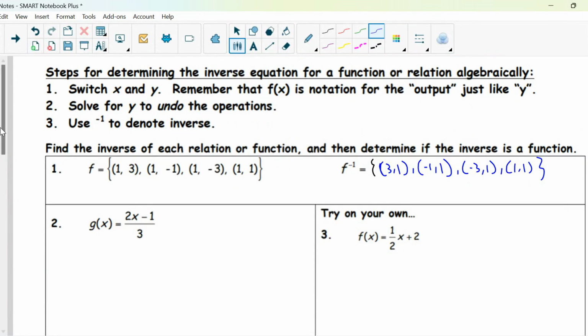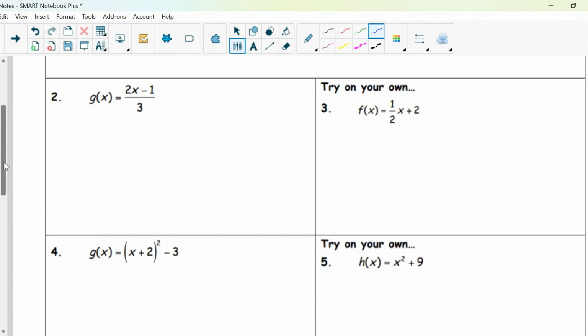Okay, so let's go on to number 2 here. We'll just stick with the left side. So first of all, we have g of x equals 2x minus 1 over 3. Remember, g of x is pretty much just y. It's just the output. So step number 1 here, we're going to swap our x and our quote-unquote y value, g of x. So I've got x equals 2y minus 1 all over 3. And now all we're going to do is solve for y.